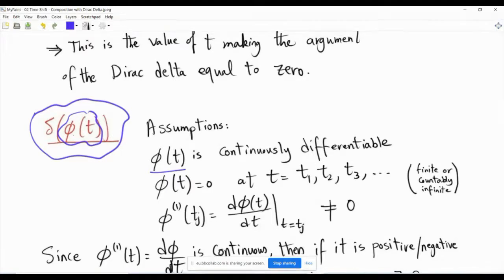So we will assume that whatever we put here as a function of time is a function that is differentiable, not just differentiable. The first derivative itself is a continuous function. We will assume that phi of t is equal to 0 at some instances of time, t1, t2, t3. Okay.